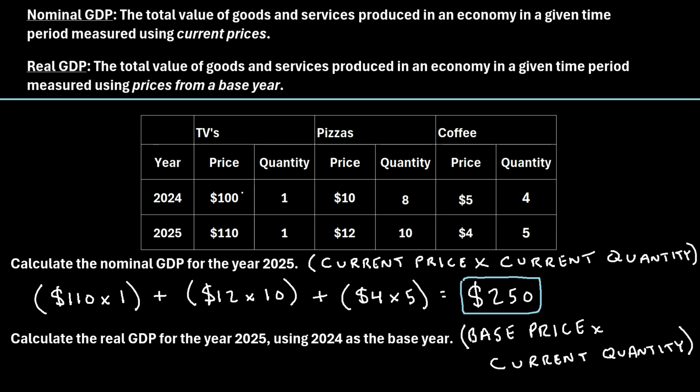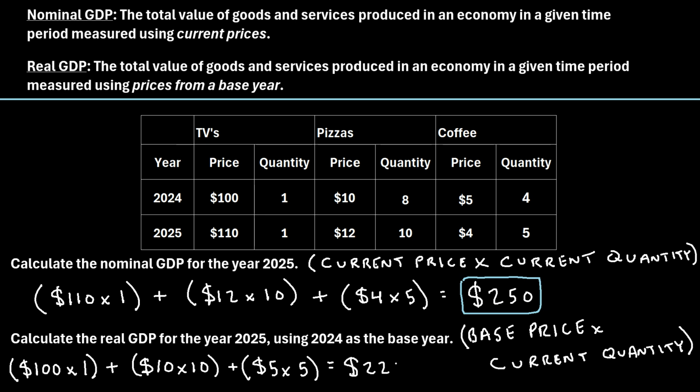So for TVs, the price we're going to use is the base price from 2024. So $100 times the current quantity of 1. Then to that we're going to add, for pizzas, we're going to use the base price, so from 2024, times the current quantity of 10. So $10 times 10. Then to that we're going to add coffee, so we're going to use the base price from 2024 times the current quantity of 5. So $5 times 5. And when you add all of those values together, it comes out to $225. So this is the real GDP for the year 2025 using 2024 as the base year.